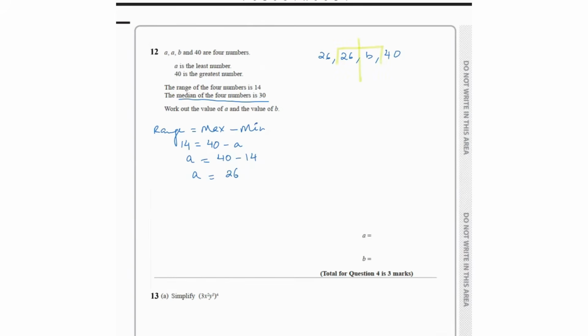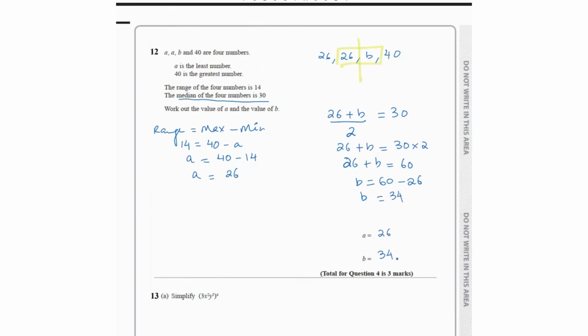So that means we find the average of 26 and B, and that would equal 30 because that is the median number. So cross multiply. That's 60, and then B is 60 minus 26. That gives us 34. So A is 26 and B is 34.